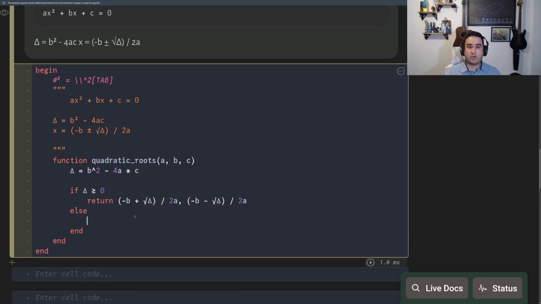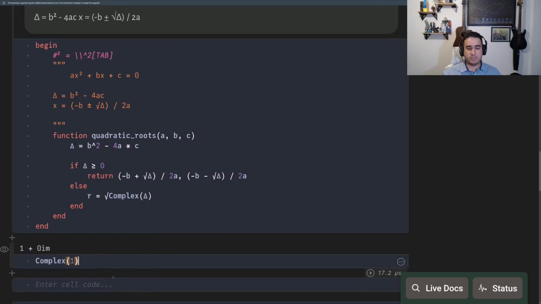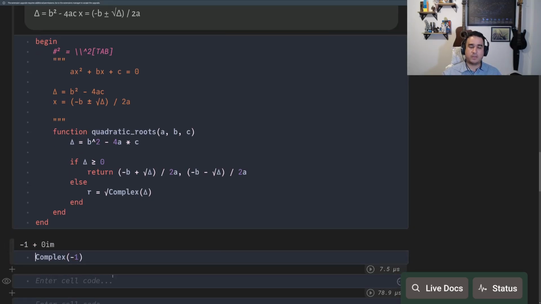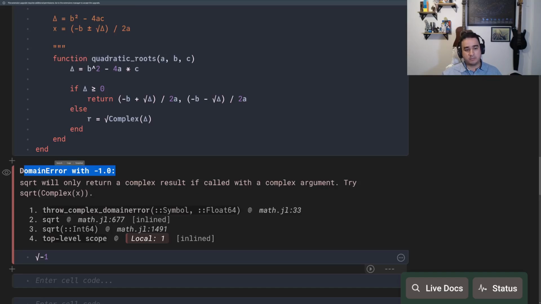So here we're going to do the second one, for reasons, and you can do that easily by computing the square root of the complex delta. If you say complex of 1, you create a complex version of the number 1, which is 1 plus 0 times the imaginary number. The good thing about this complex is that you can compute the square root of it, and it understands. So the square root of -1 in the complex is 1 imaginary. If you try to compute the square root of -1 without that, you have a domain error. The square root is not defined for real negative numbers.